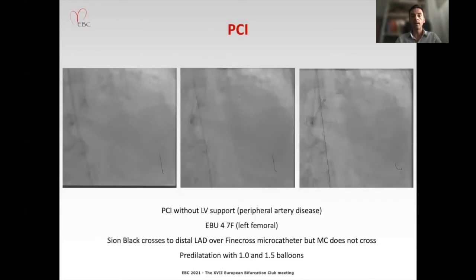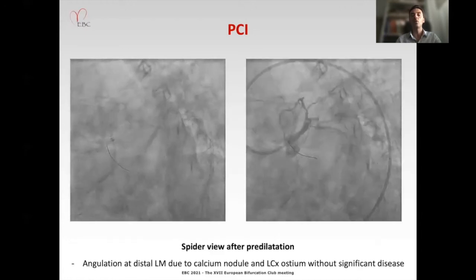So we decided to perform the PCI without any left ventricle support because of the peripheral artery disease, with femoral approach, EBU 4, 7 French. And we could cross with some difficulties to LAD with a Cyan black wire over a FineCross microcatheter. However, the FineCross could not follow the wire, and we couldn't use it to exchange this wire and change for the rota wire. So we predilated with small balloons, and this is the angio after predilatation.